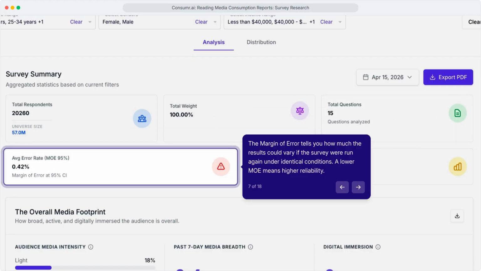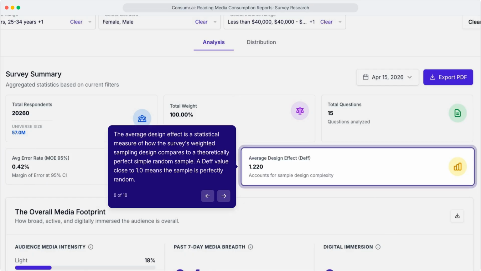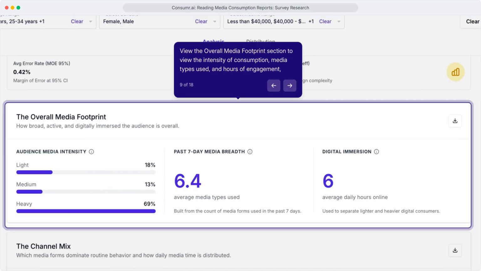Margin of error tells you how reliable your segment findings actually are. Low MOE means high confidence in responses. High MOE means uncertainty. Design effect measures how representative your sample is. Perfect random sampling has a DEF of 1.0. Real segmentation surveys have a DEF of 1.2 to 2.0. Normal and acceptable.